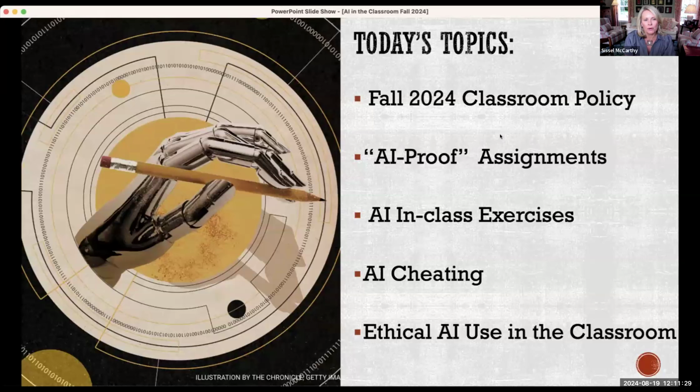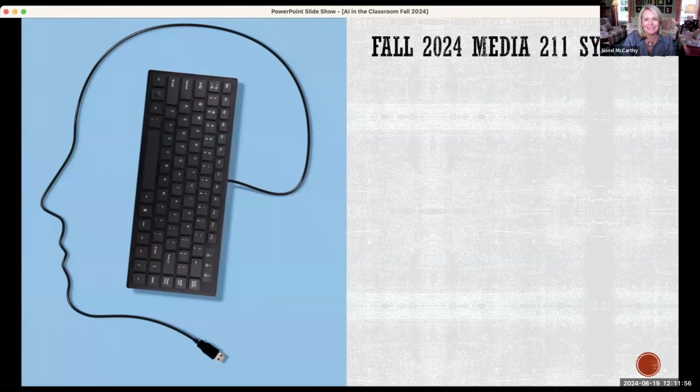So today I want to cover my classroom policy for this course, some AI-proof assignments that have worked well for this kind of writing course, the 2 AI in-class exercises that I'm going to do this semester, how to spot and handle AI cheating, and if we have time, the ethical use of AI in the classroom in another course that we're teaching. Next slide, please.